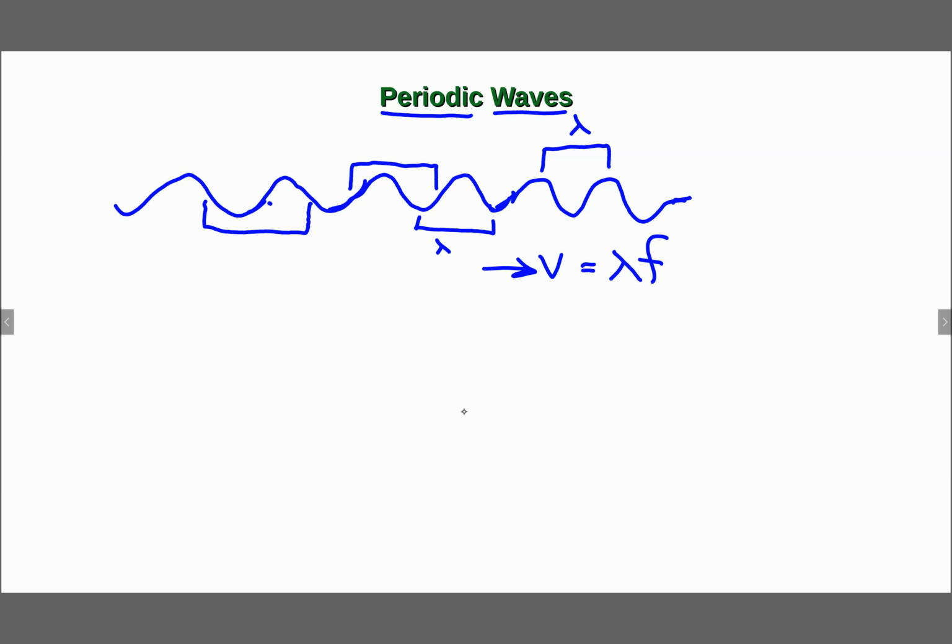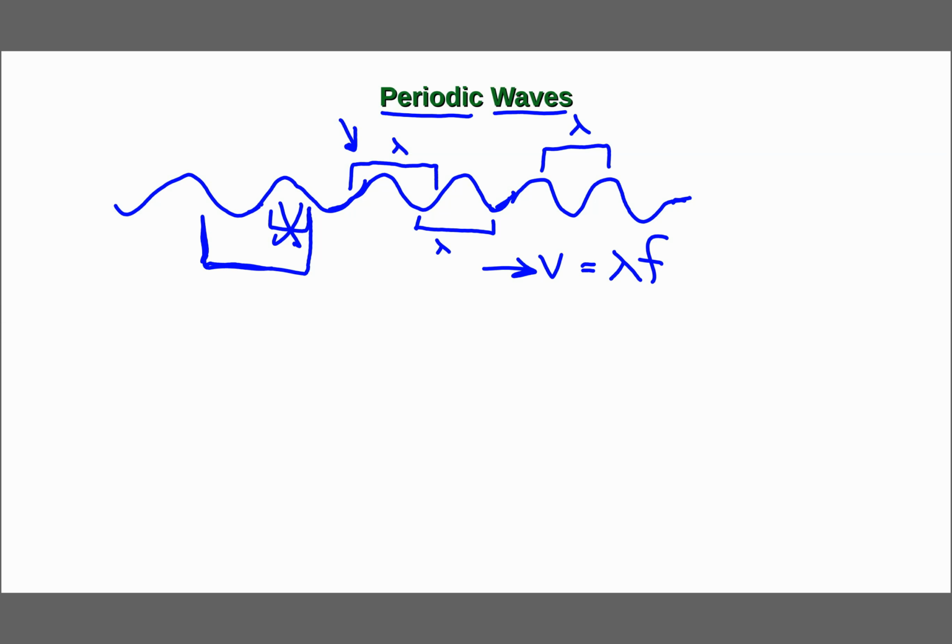You notice I'm halfway up the upslope on this one, right here. And on this one, I'm halfway up the downslope. So my lambda isn't from here to here. It's from here to here, okay? So always the same point in the motion.